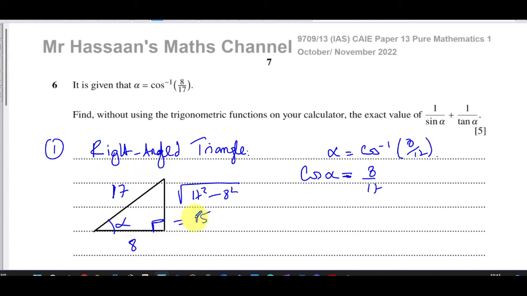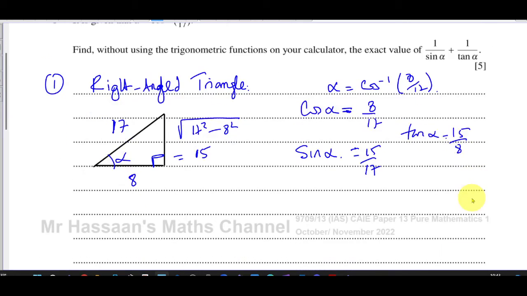When you square 8 and 15 and add them together, you get 17 squared. I knew 3, 4, 5, 5, 12, 13, 7, 24, 25. Here's another one, 8, 15, 17. Now, once we know that, we can work out the value of sine alpha, because this is the hypotenuse, so it's going to be 15 over 17. I can also work out the value of tan alpha, which is opposite over adjacent, 15 over 8. So now we have what we need to answer the question.